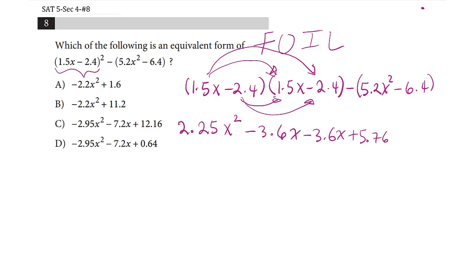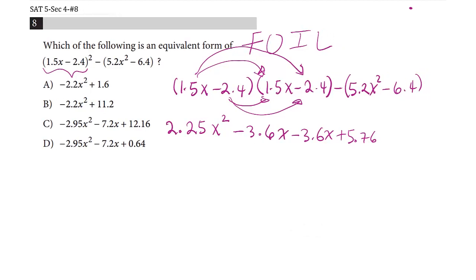5.76. And now the second part of this, we want to be careful because this negative in front of this parenthesis has an invisible 1 sitting right in front of it. So we have to account for that by distributing a negative 1 through here. Therefore, negative 1 times 5.2x squared becomes negative 5.2x to the second. And negative 1 times negative 6.4 becomes positive 6.4.